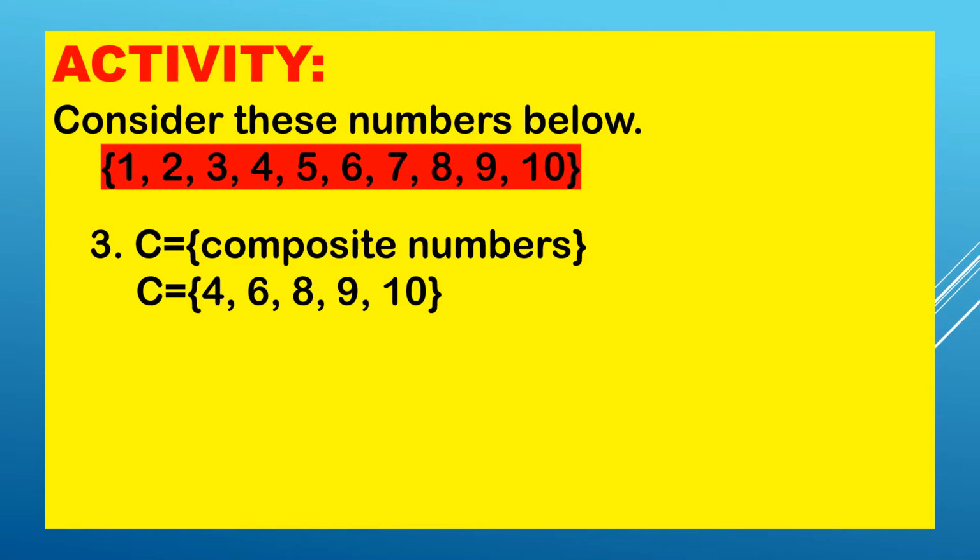So just like number 4. What are the factors of 4? We have 1 times 4 and 2 times 2. 6, 1 times 6, 2 times 3. 8, 1 times 8, 4 times 2. So these are numbers which have other factors aside from 1 and itself.